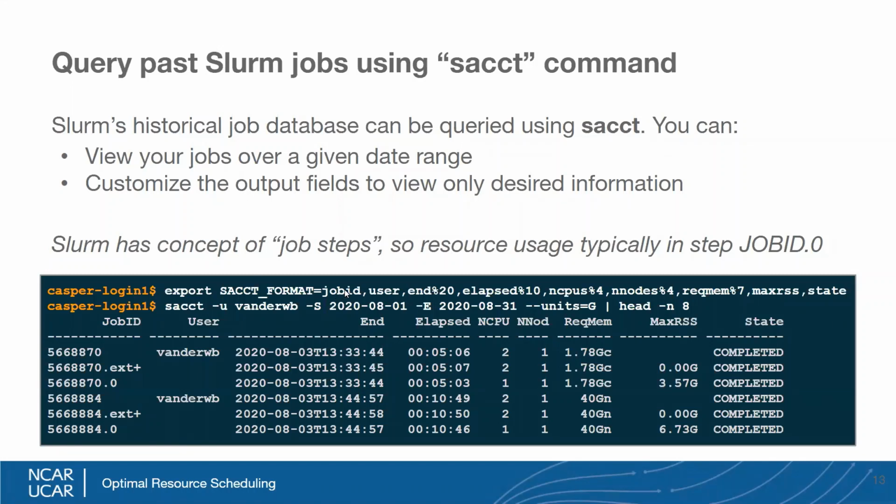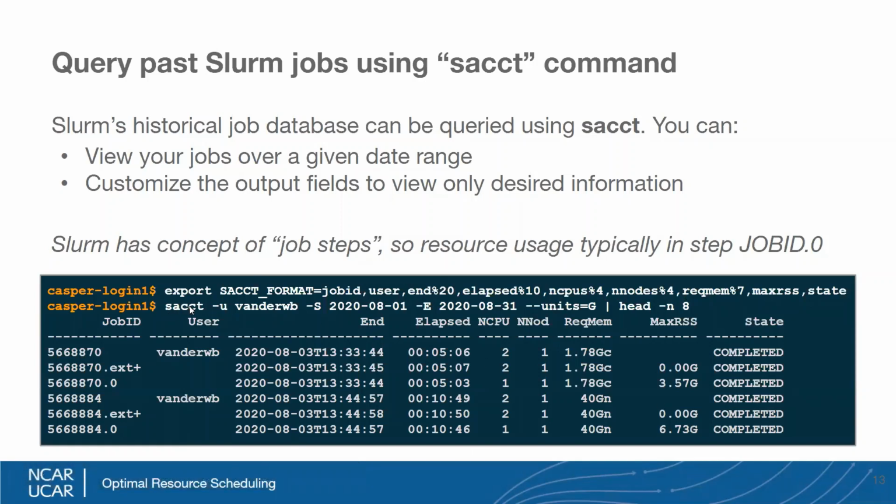But I like it to show the job ID, my username, the end time for the job, the elapsed time, or the wall time, the number of CPUs and the number of nodes, the memory that I've asked for, so that's this required memory, and the maximum usage for the job, and then give the state of the job, so whether it's completed or still running, or what have you.